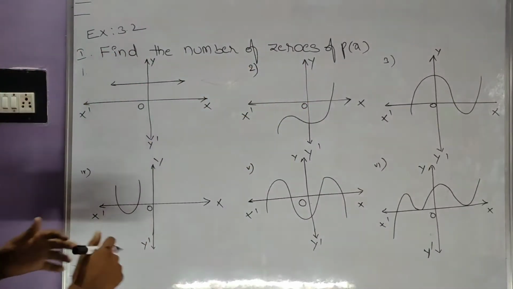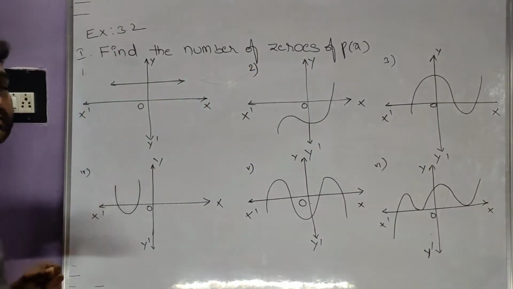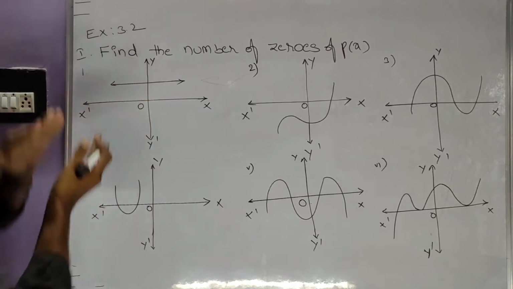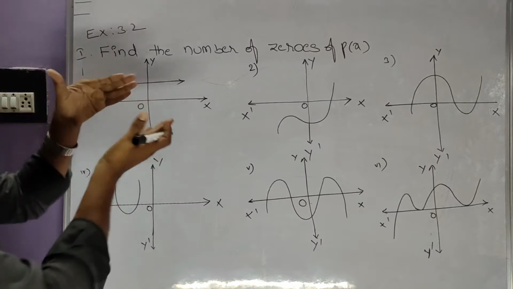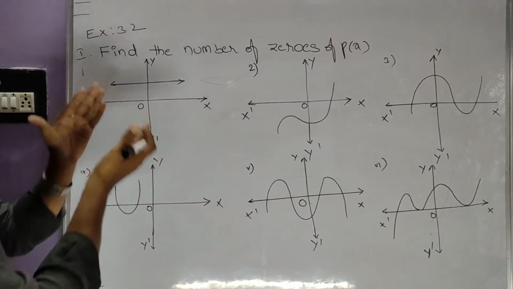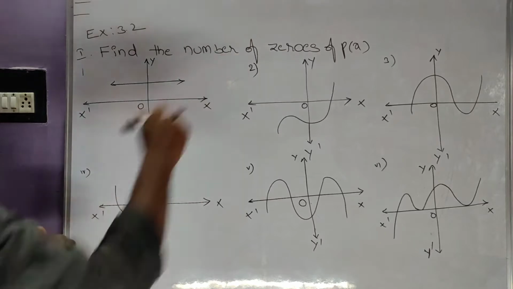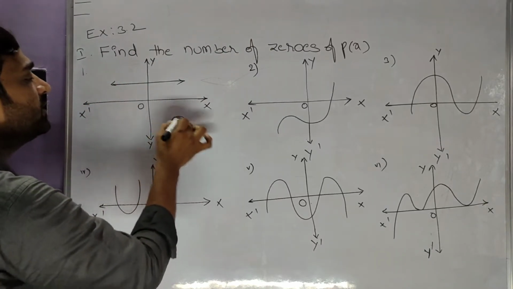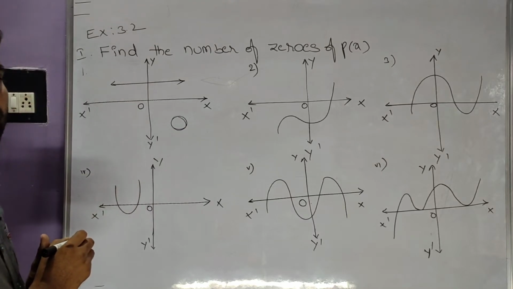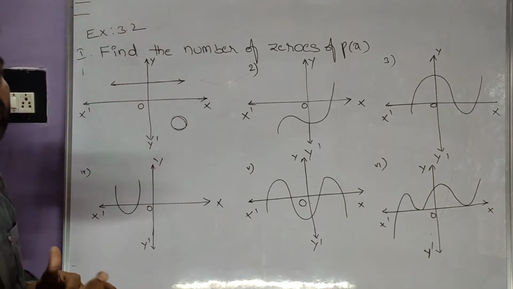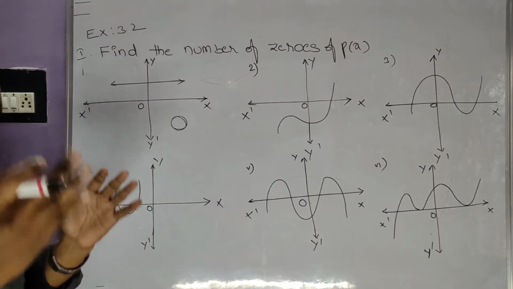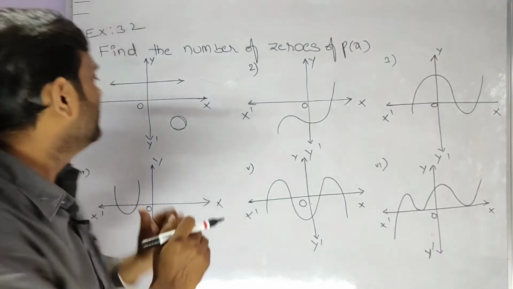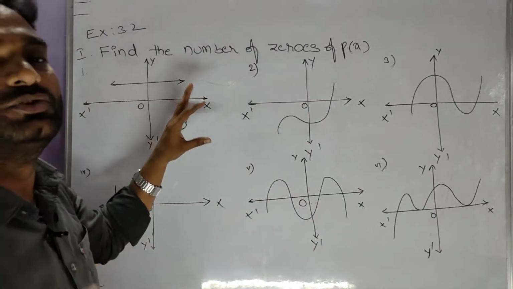In this graph, one straight line is given. That straight line is parallel to the x-axis, but it does not intersect the x-axis. Then the number of zeros is 0. How can you find the number of zeros from the graph? Where it intersects the x-axis. Here it does not intersect the x-axis, so the number of zeros is 0.